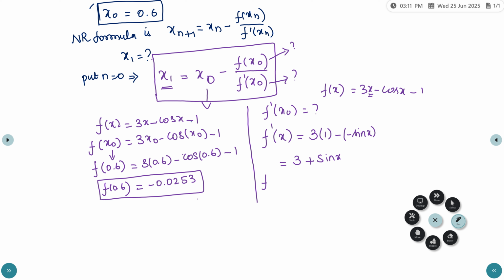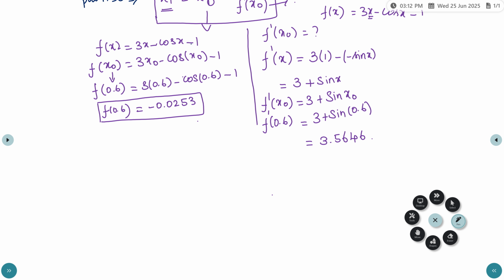So, I am going to substitute x naught in f dash of x naught. So, 3 plus sin x naught. x naught is 0.6. So, 3 plus sine of 0.6. The answer is 3.5646. So you find the value f of 0.6 and f dash of 0.6.